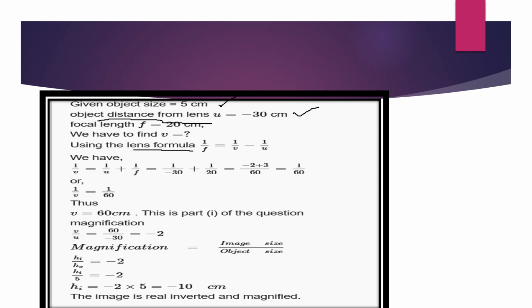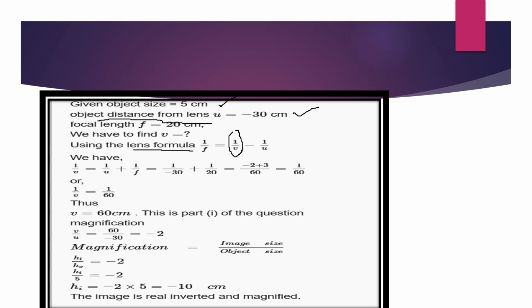So using the lens formula, which you already learned in your past video, 1 by f is equal to 1 by v minus 1 by u. Now we are going to find only the image distance, right? So you keep 1 by v here and bring this minus 1 by u to the other side. It will become plus 1 by u. So 1 by v is equal to 1 by u plus 1 by f.